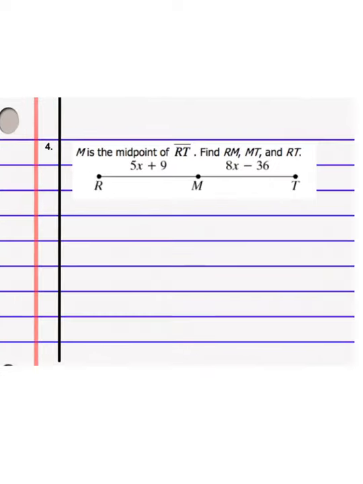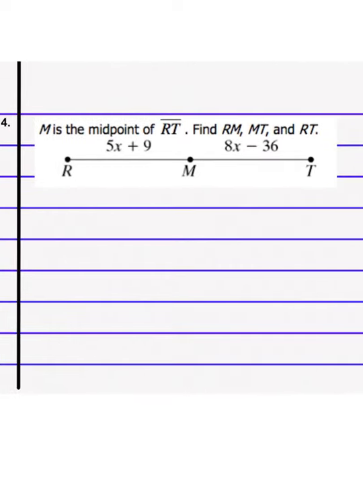All right, last example. Take a minute, write this out on your notebook paper. M is the midpoint. Midpoint is halfway. In line segment RT. What do we need to do? We need to find RM, MT, and RT. So I know that RM is 5x plus 9. I know that MT is 8x minus 36.